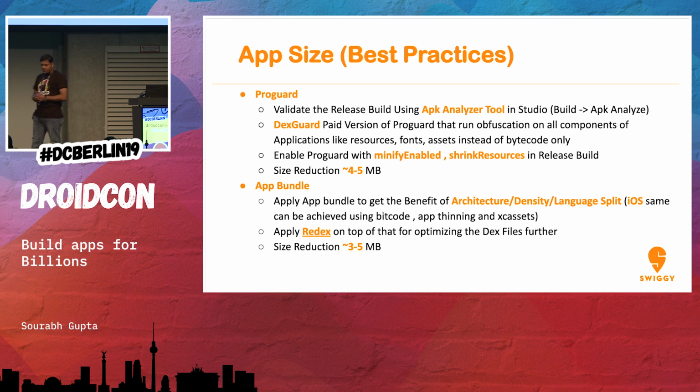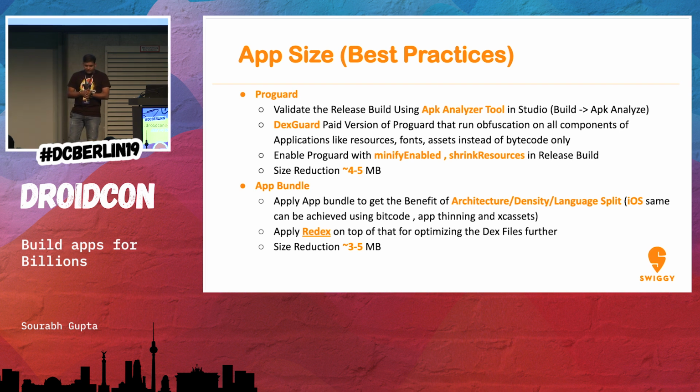ProGuard also has a paid version, DexGuard, that not only obfuscates the bytecode but also all the parts of your application, like assets, drawables, and everything else. If you want to obfuscate the APK further, you can opt for DexGuard. Enable ProGuard with minify enabled and shrink resources. We have seen a size reduction of 5 MB with ProGuard, minify enabled, and shrink resources.